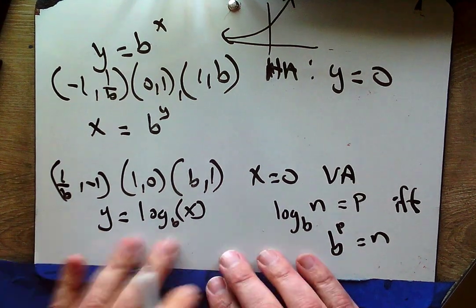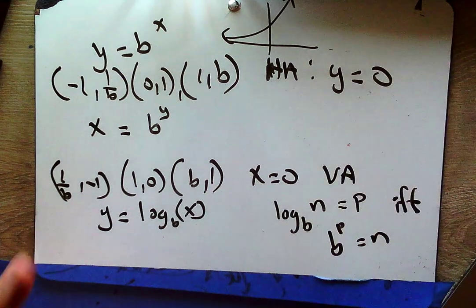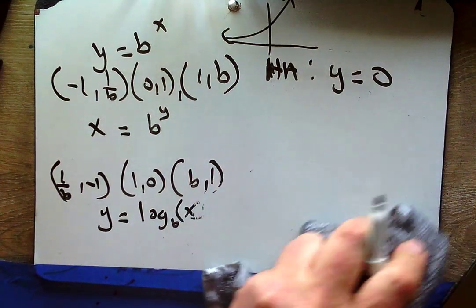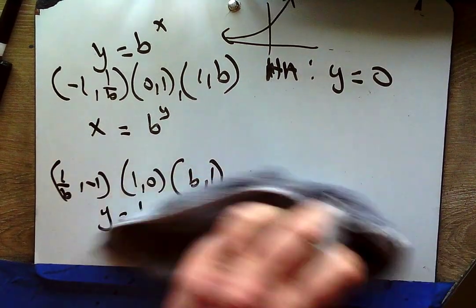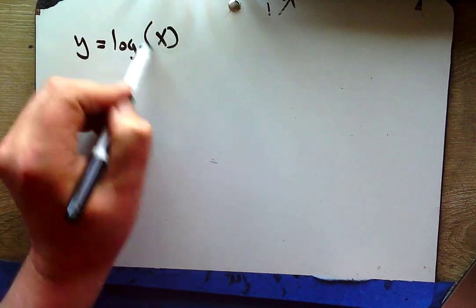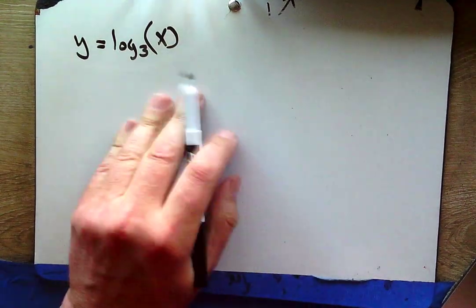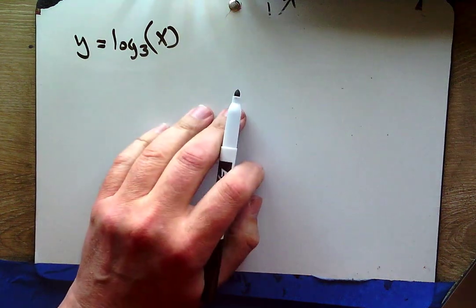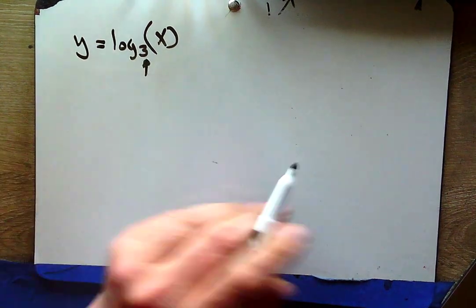So now that we have this understanding that a log is an inverse of an exponential, and we have some reference points to work with, why don't we try graphing this? Y equals log base 3 of x. Just that. What's that going to look like? Well, notice the base is 3.